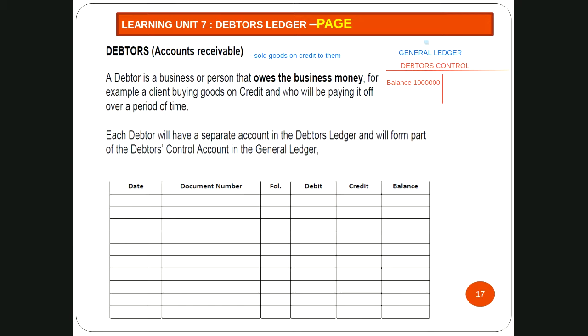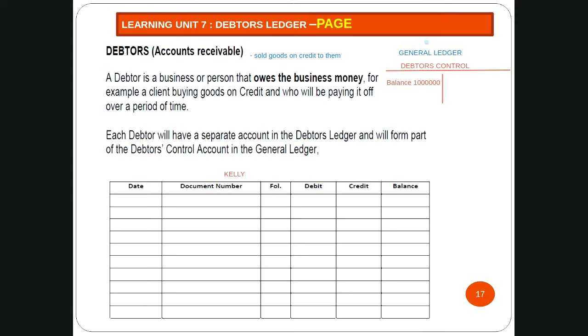Okay, no problem. Now, this is called the general ledger, like I said, because we just say all the debtors owe me 1 million. But now I need to go and open an account for each and every debtor. For example, let's say I've got a debtor by the name of Kelly. Can you see now? So it means I need to open an account for Kelly. The minute I open the account for Kelly, it means I want to know how much Kelly owes me out of 1 million.